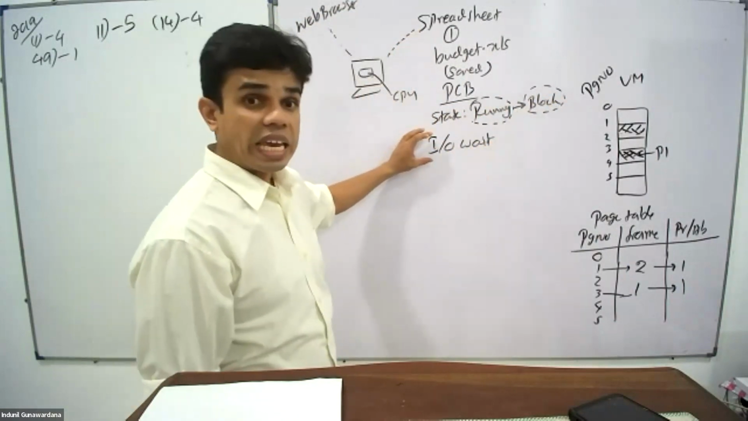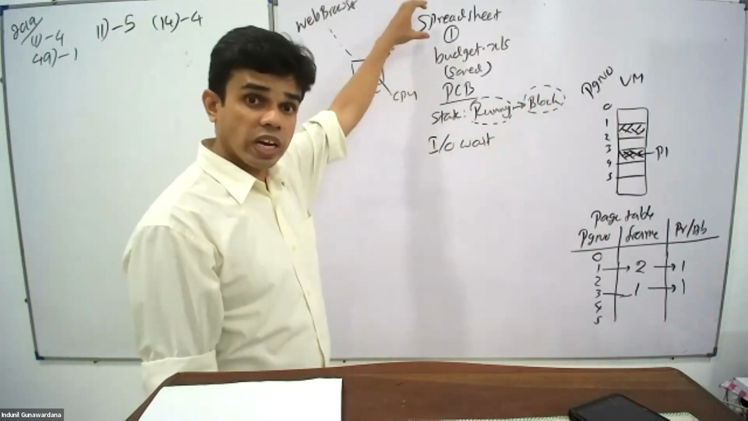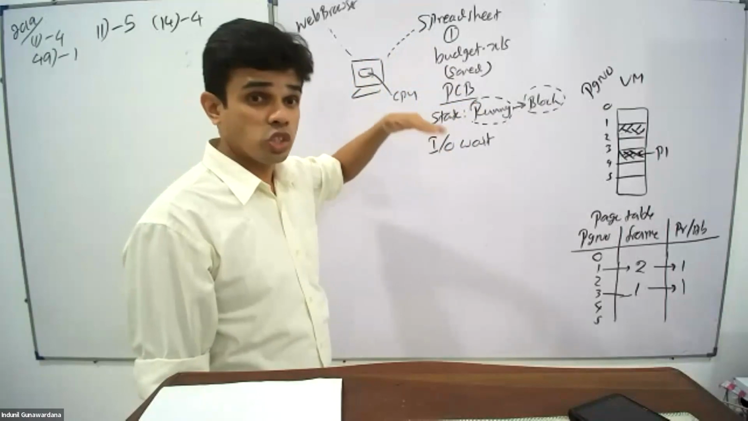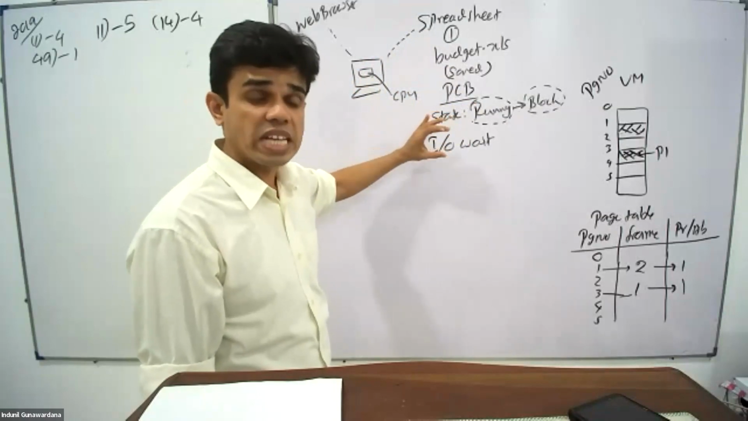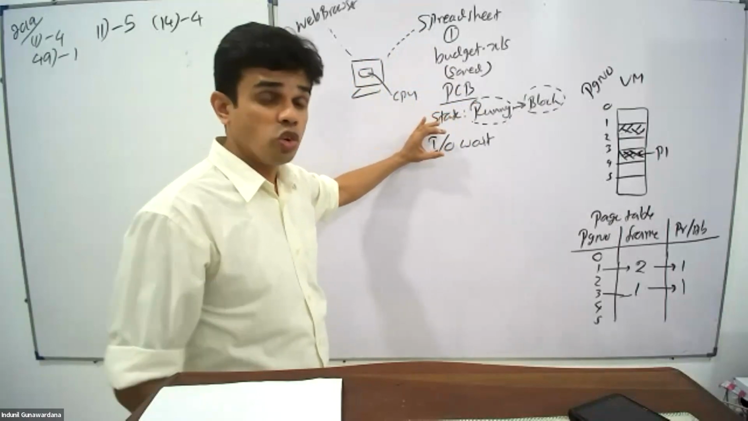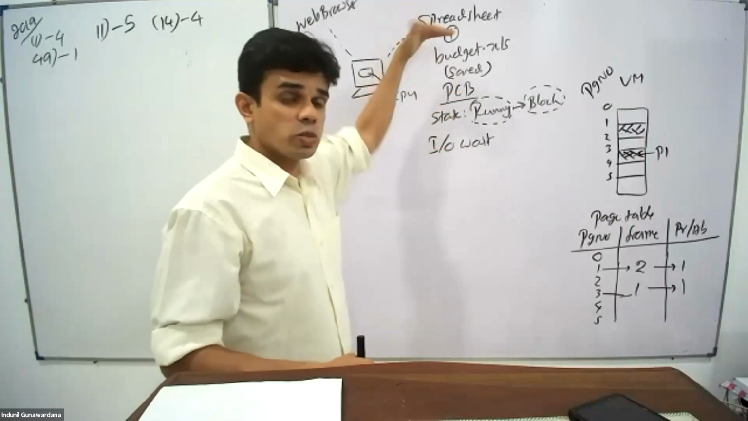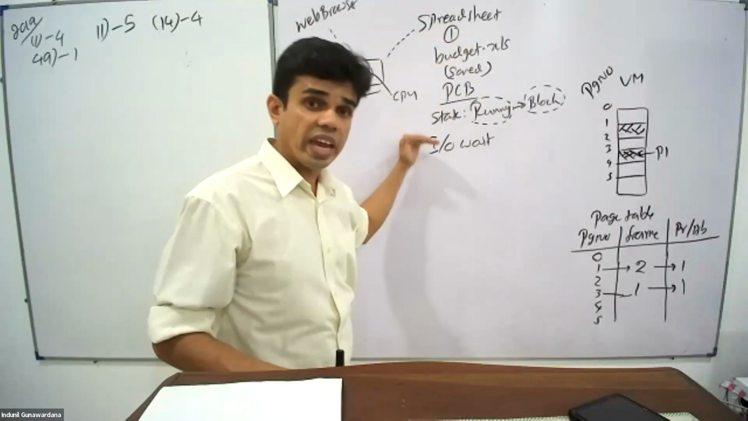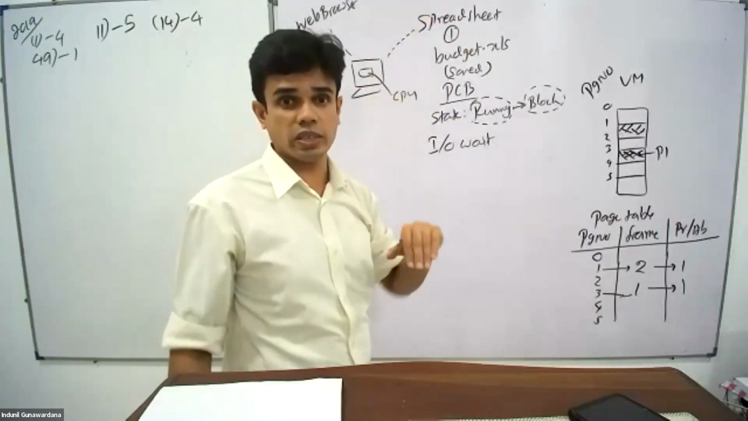Then what is a likely reason for the spreadsheet for this to happen? Then it should definitely be an input-output wait situation. Then you may convert that into the spreadsheet. What are the events of I/O wait related to a spreadsheet?